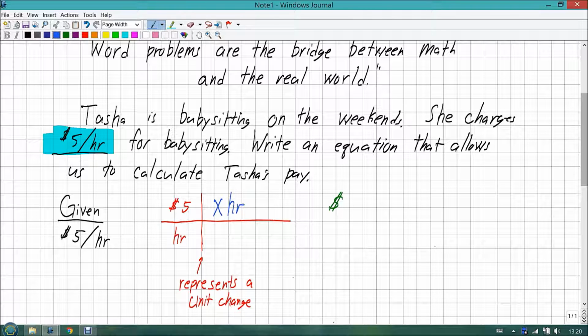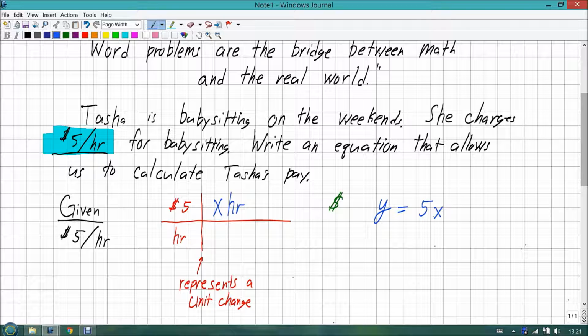Now I have a rate of $5 per hour, and Tasha's pay depends on how many hours she works and how much she gets paid per hour. How much she gets paid per hour is static. It's stuck at 5. It's a constant, while the number of hours that she works is a variable. So my equation is going to be y, which is the number of dollars that she gets paid, is equal to 5, because that's the number of dollars per hour that she gets paid, and then x.